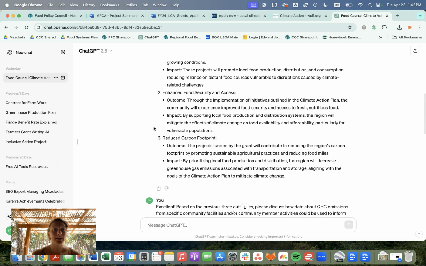Yes. And then, get this, they start to talk about reduced carbon footprint, which is another priority that was described up top. Outcome. The projects funded by the grant will contribute to reducing the region's carbon footprint by promoting sustainable agriculture practices and reducing food miles. And the impact of that is by prioritizing local food production and distribution, the region will decrease greenhouse gas emissions associated with transportation and storage, aligning with the goals of the Climate Action Plan to mitigate climate change.